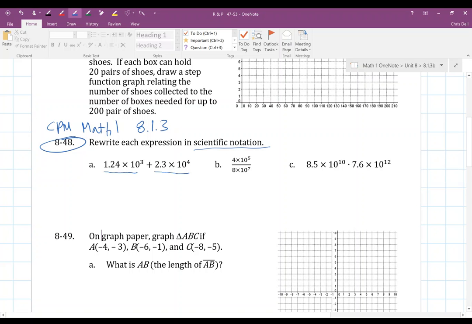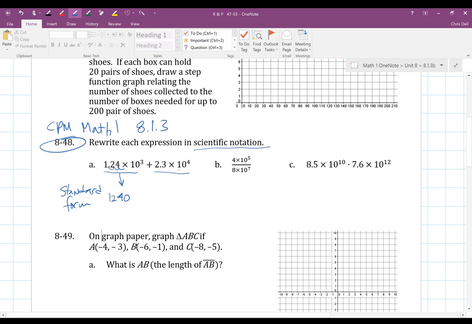Well, with scientific notation, in addition, there really isn't a shortcut to keeping it in scientific notation. So what we have to do for this question is to convert it first into standard form, right? So 1.24 times 10 to the third, what does that mean? Well, times 10 to the third means it's times 1,000. So it moves that decimal place 3 times. So you end up with 1,240.